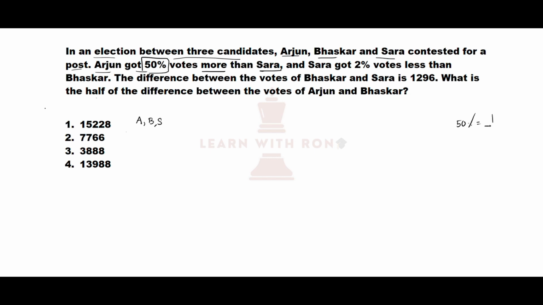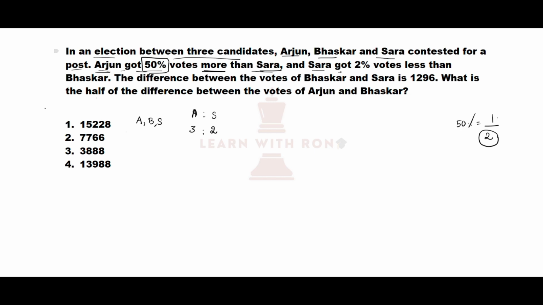1 by 2 only, right? See, understand the sentence here. Arjun got 50 percentage more than Sara means if Sara got 2 votes, Arjun got 1 vote more. If I take the ratio of Arjun and Sara, if Sara got 2 votes, Arjun got 1 vote more, which means 3 is to 2.